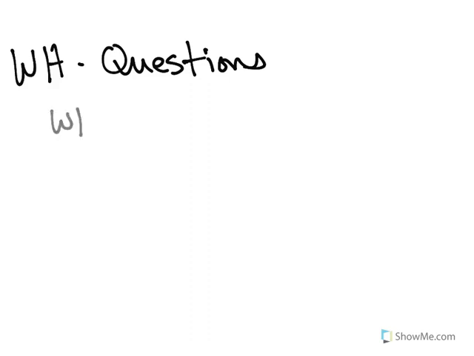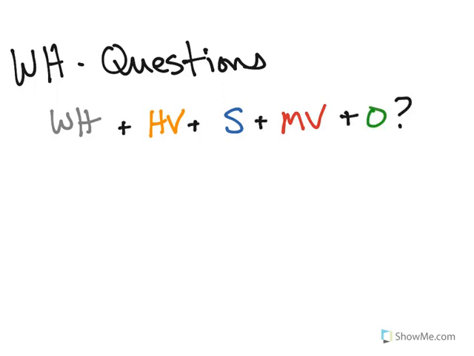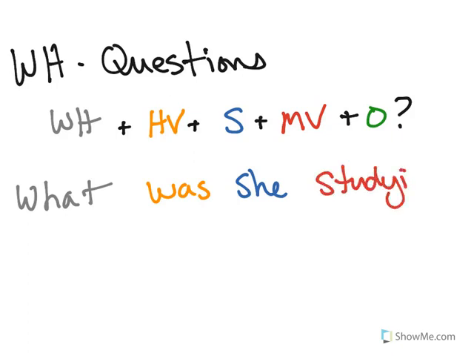And WH questions follow a similar pattern to the yes or no questions. We just add that WH word at the beginning, then the helping verb, then the subject, the main verb, and the object. So I might have something like, what was she studying? Okay, what was she studying? In this case, I don't need to use an object because my question word is going to give me the answer. And the answer, I'll use the object, she was studying English, as my information answer.